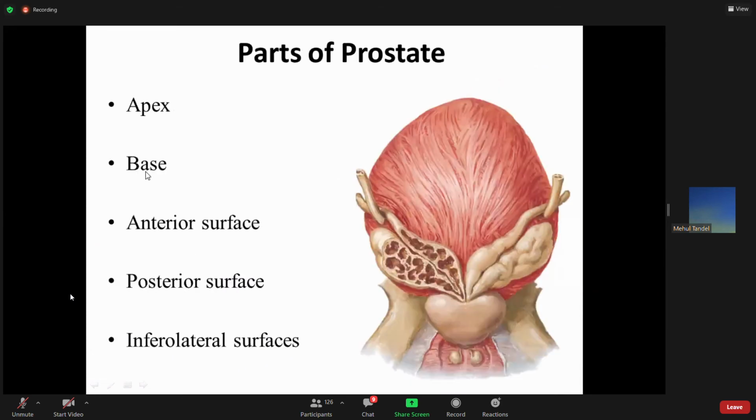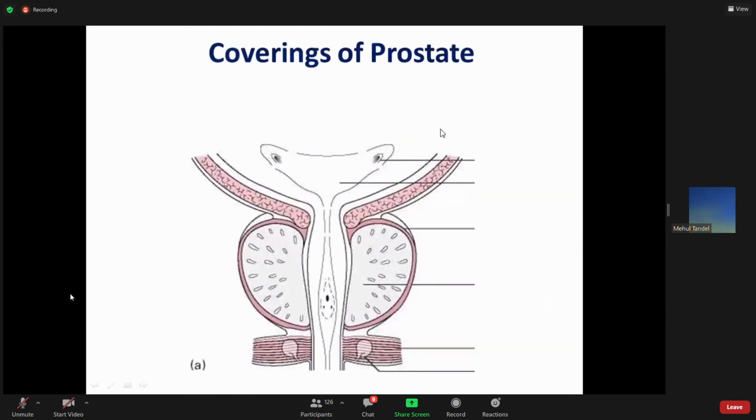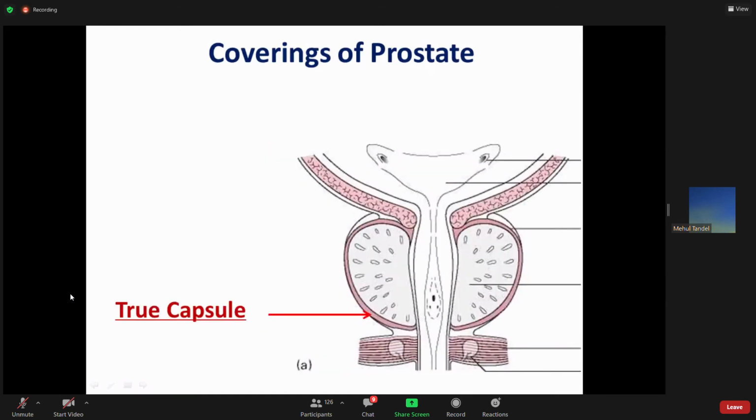It has an apex, base, anterior surface, posterior surface, and two inferolateral surfaces. Covering of prostate: it is covered by two layers. The inner layer is known as the true capsule. It is formed by the condensation of fibrous stroma. Remember, a true capsule is always formed by the condensation of fibrous stroma in any organ, not only in prostate.